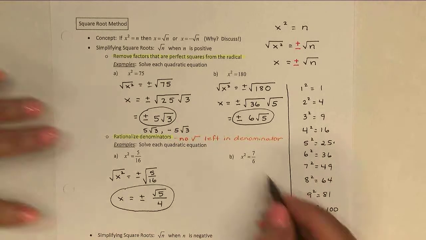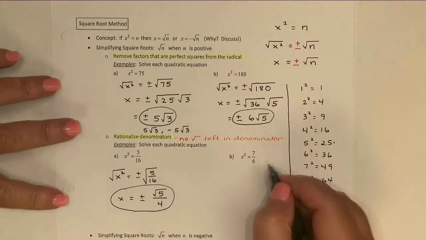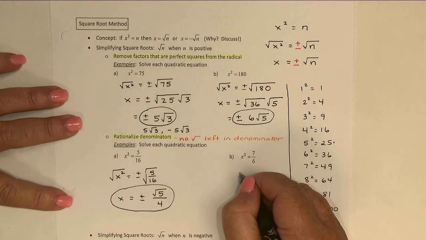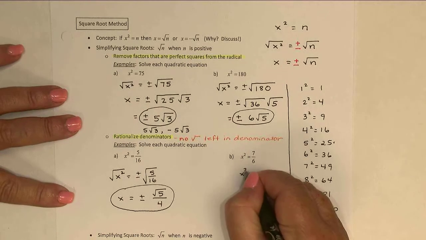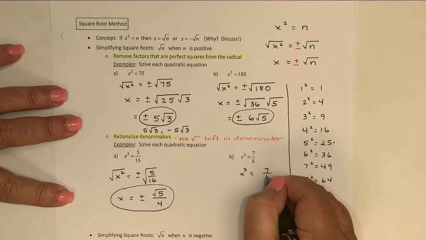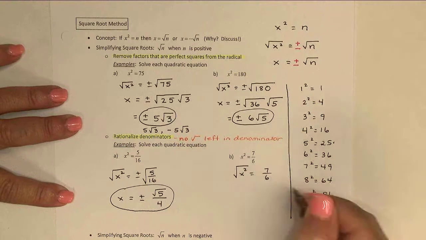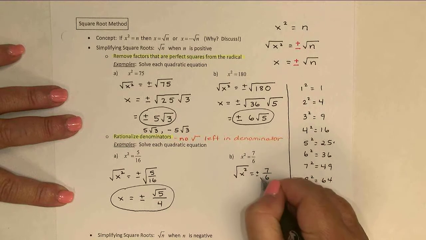Other times it just doesn't happen that nicely for me. So let's take a look at B. I'm going to start the same way. I take the square root on both sides. Don't forget my plus or minus.